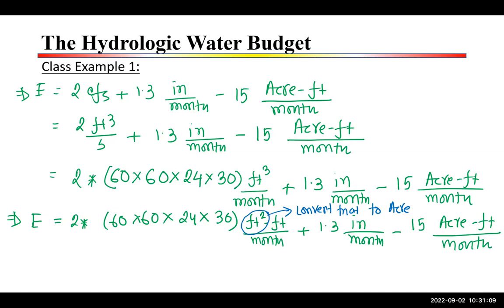Now, what question to do? We have two quantities, one which is volume over time, and another one which is just depth over time. How to work with that? We can't work with two different types. 1.3 inch per month is just depth per month, that is not the volume per month. Is there any way we can convert depth into volume?